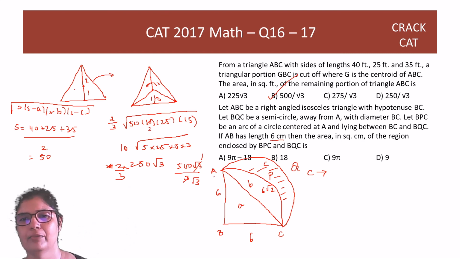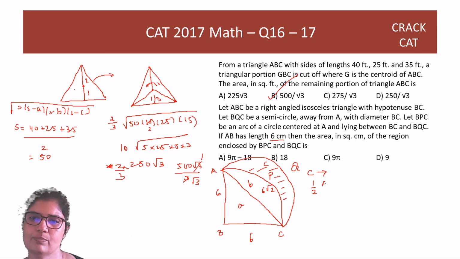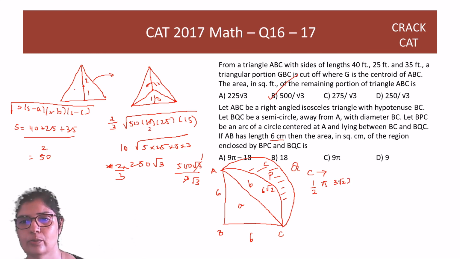First, we find the area of the semicircle. Okay, what is the semicircle area? It is going to be half of the area of the full circle, which is pi. Diameter is 6 root 2, so radius is 3 root 2. So 3 root 2 the whole square. So half and this cancels. You have 9 pi. So we found this, the big semicircle. Now we need to find this.